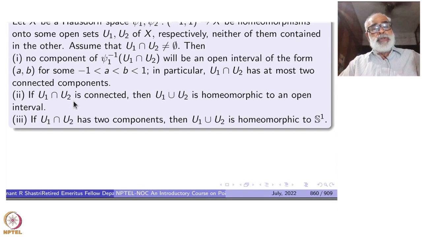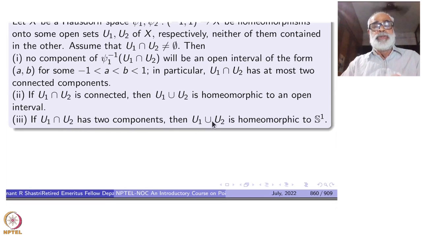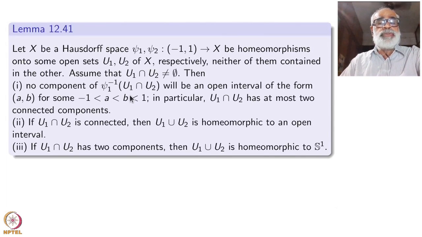Next, if U1 intersection U2 is connected, that means there is only one component, then U1 union U2 is homeomorphic to an open interval. This is our first case. If U1 intersection U2 has two components, then U1 union U2 is homeomorphic to S1. This is the second one. This is precisely the meaning of saying that there are no other possibilities. Okay, let us verify this one.